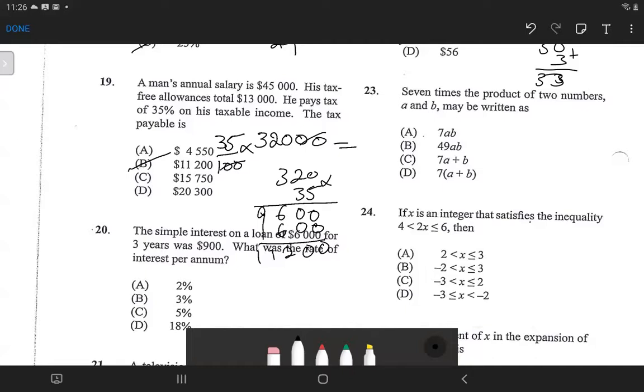7 times the product of two numbers, A and B, may be written as. So we are given a product of two numbers, so that is AB. Now it's 7 times that product, so that happens to be 7AB.